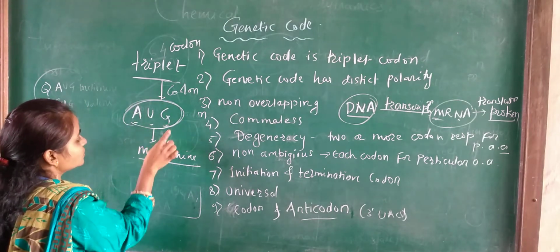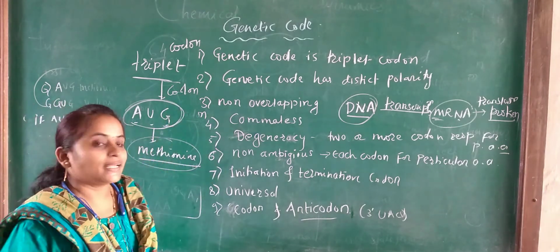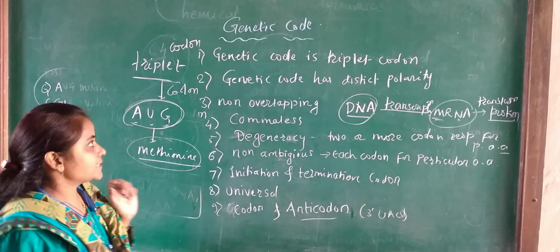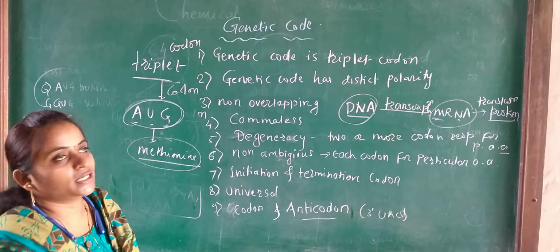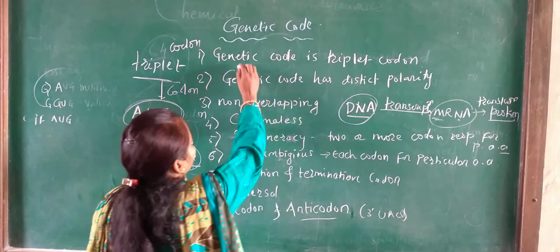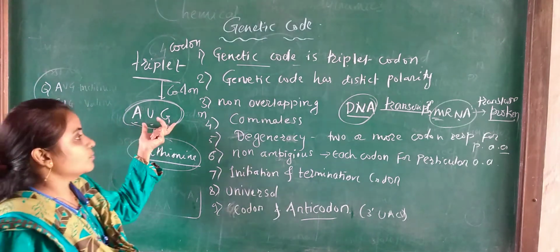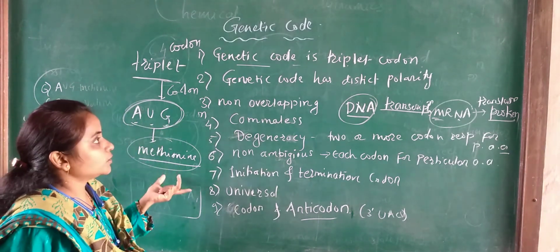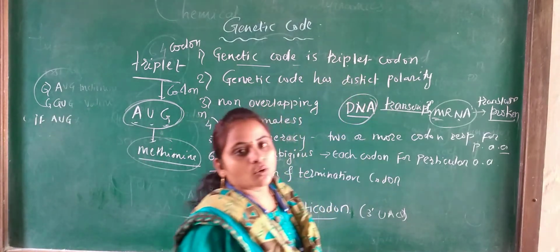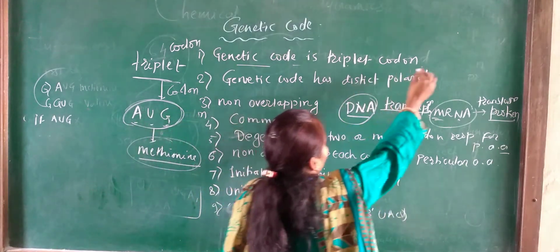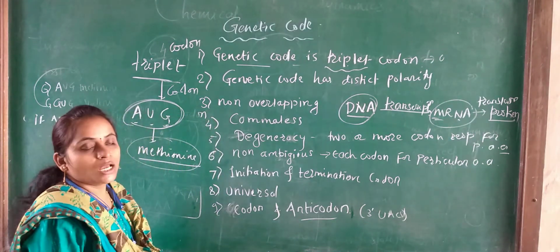That is AUG, which is responsible for methionine. That is called the triplet codon, and it is responsible for a particular amino acid. Okay. After that, what are the different characteristics of genetic code? In that, the first is that genetic code is a triplet codon, means it is 3 in number and is responsible for a particular amino acid. So we are saying that genetic code is a triplet codon: the codon is in 3 numbers.